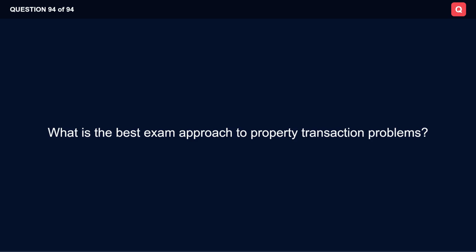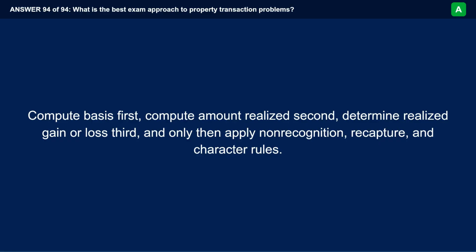What is the best exam approach to property transaction problems? Compute basis first, compute amount realized second, determine realized gain or loss third, and only then apply non-recognition, recapture, and character rules.